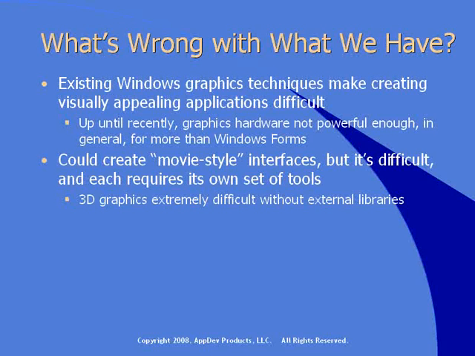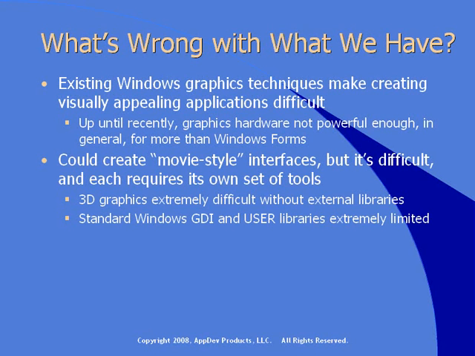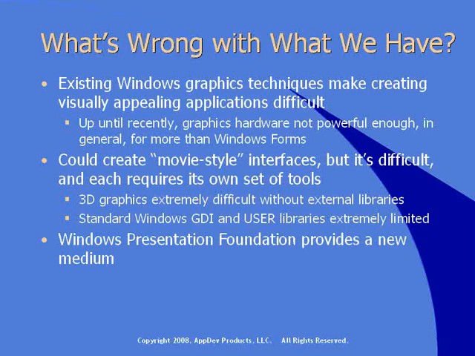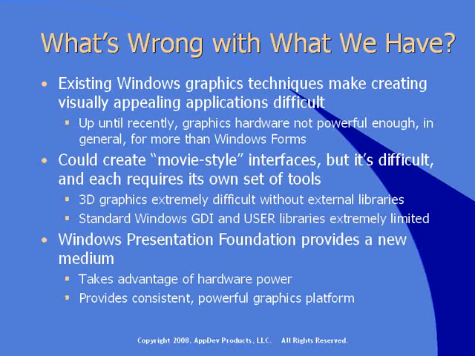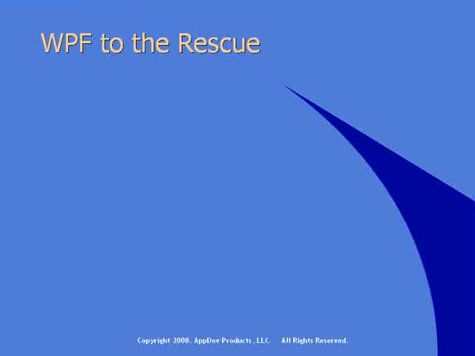If you want 3D graphics, you need external libraries. Standard Windows GDI and user libraries, that is the standard built-in graphics libraries that have been there since Windows first started, are extremely limited. Windows Presentation Foundation, WPF, provides a new medium for creating applications. It takes advantage of whatever hardware power you have and provides a consistent, powerful graphics platform for building applications. Let's look at what WPF provides.